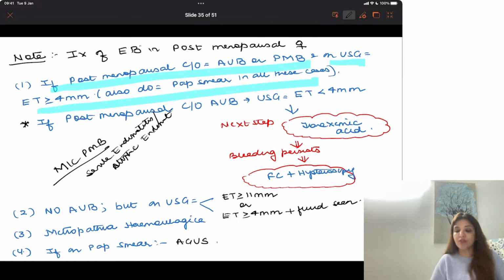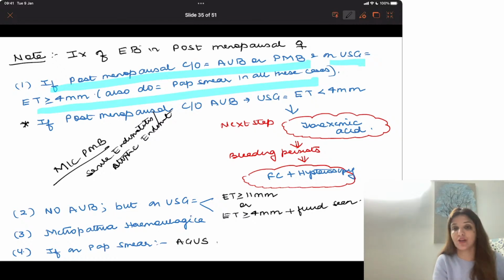Now, suppose a postmenopausal female comes to you with postmenopausal bleeding, on ultrasound her endometrial thickness is less than 4 millimeters, and they ask you what is the next step. I have to control her bleeding, so I am going to give her tranexamic acid. Now, if your question says that in spite of giving tranexamic acid her bleeding persists, what is the next step? Then the next step is fractional curettage and hysteroscopy.